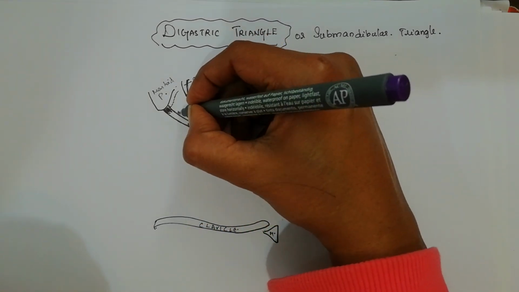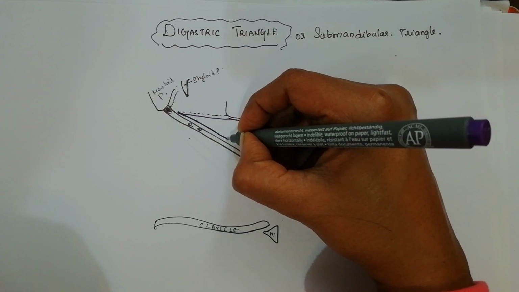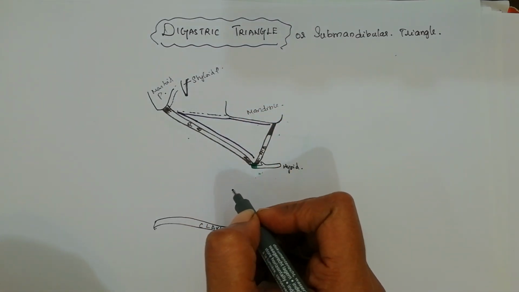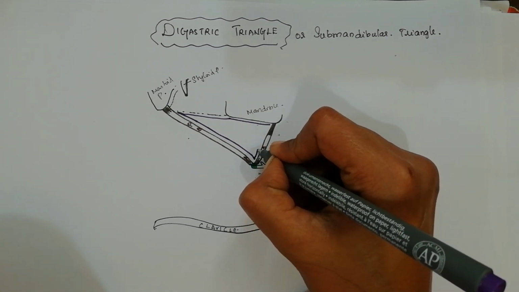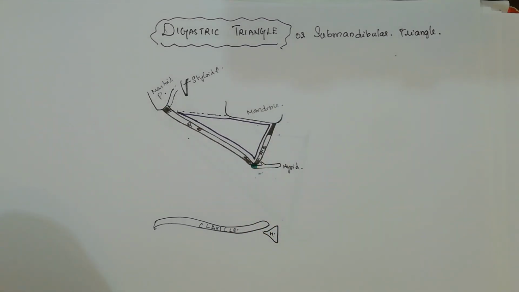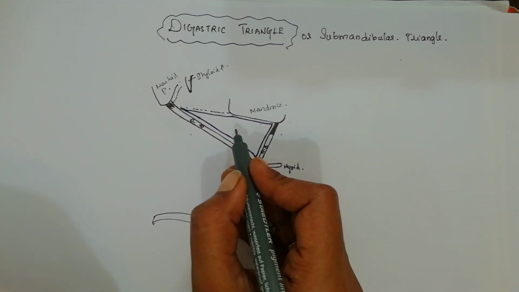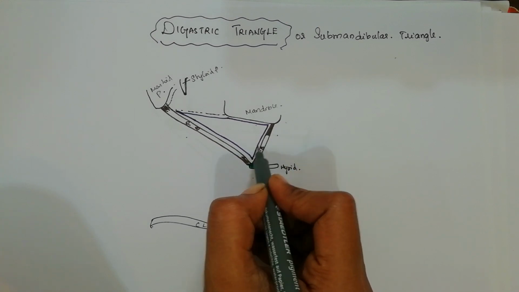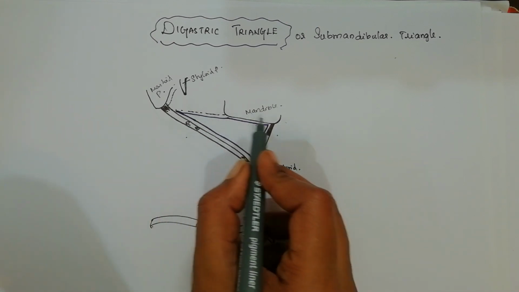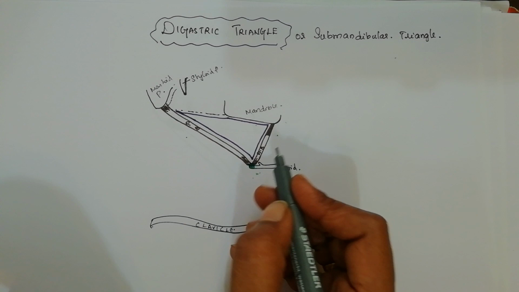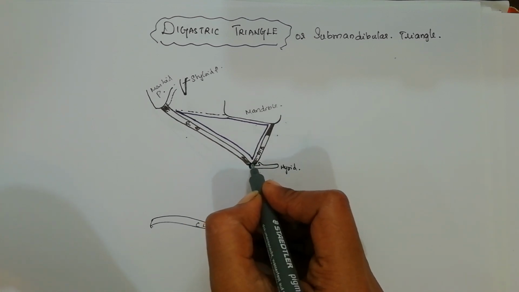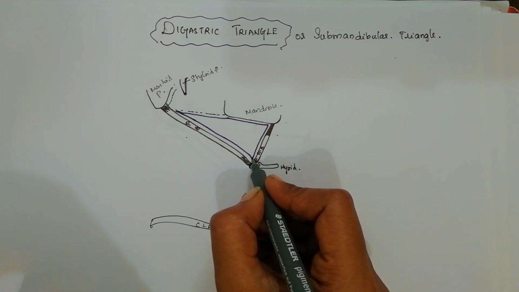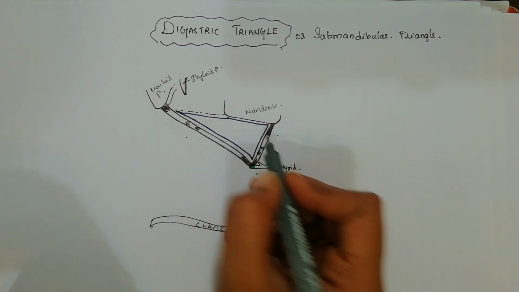Below and behind it is bounded by the posterior belly of digastric. Below and in front it is bounded by the anterior belly of digastric. So these are the three important boundaries we have for the digastric triangle: antero-inferiorly, postero-inferiorly and the base. Now we have the apex. The apex is formed by the common tendon where the anterior and posterior bellies are inserted. So this is the whole of the digastric triangle.